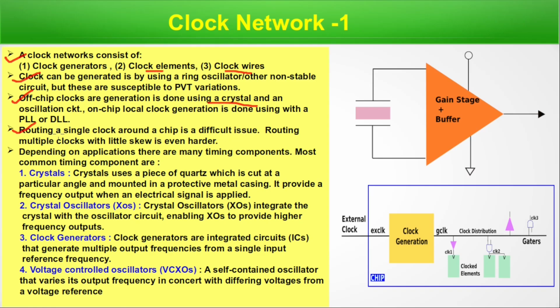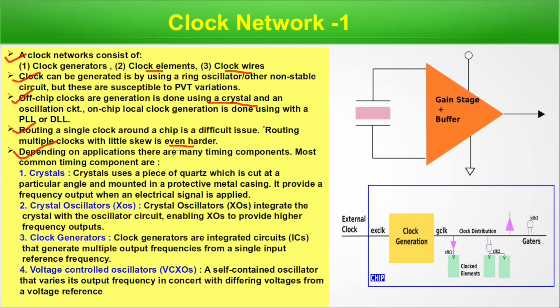If we use a single clock, routing that signal across a chip with billions of gates is tough work. Another difficult issue: if we go for multiple clocks, then their synchronicity is a concern. Clock signals might arrive at different times, so the delay between them is tough to handle or control.